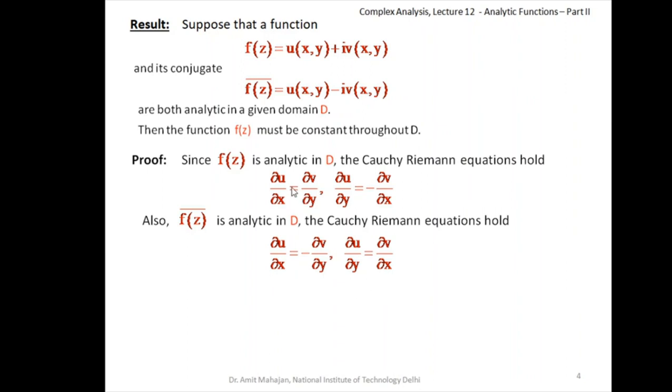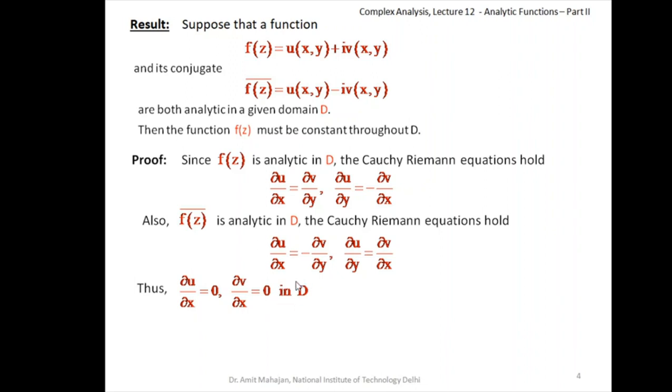So from the first equation of these two, if we add these two, then immediately you can see that u derivative x must be 0. So if we add these two, then u derivative x will become 0. And similarly, if we subtract these two, then u derivative y will also become 0. So this immediately gives that u derivative x is 0 and v derivative x is 0 in the whole domain.